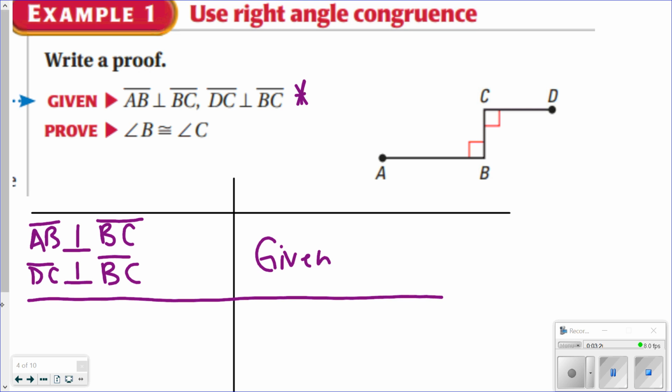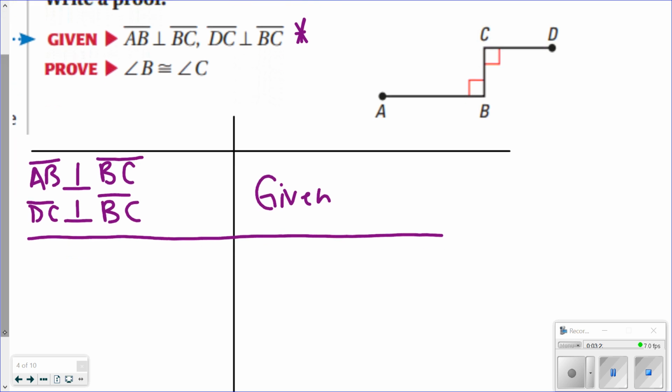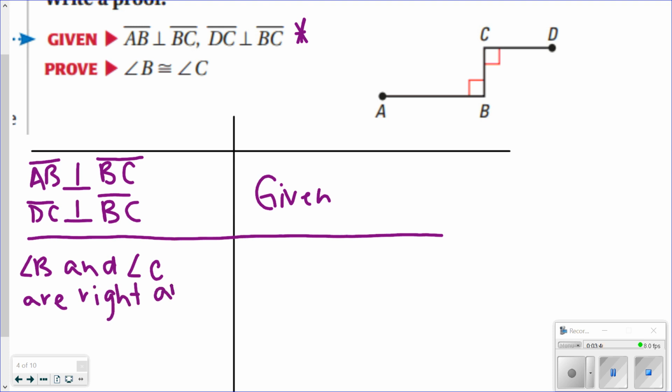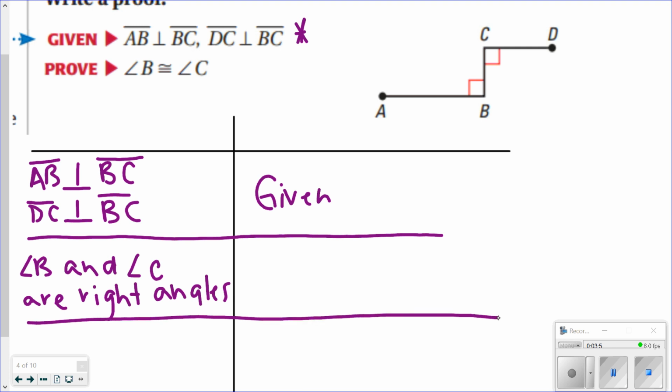All right, so next, scroll down. What does it mean to be perpendicular? It means that those segments create a 90-degree angle or a right angle. So then I can say, well, that means that angle B and angle C are right angles. And the reason, well, that's just the definition of perpendicular lines.